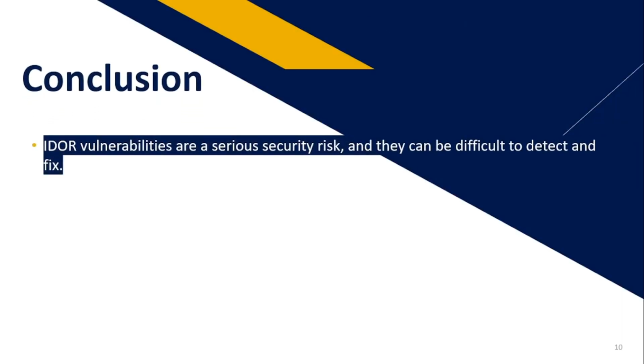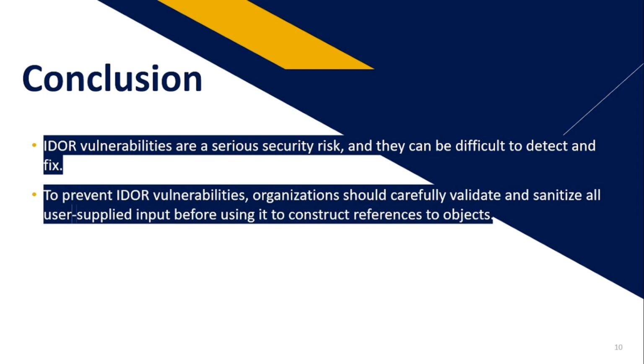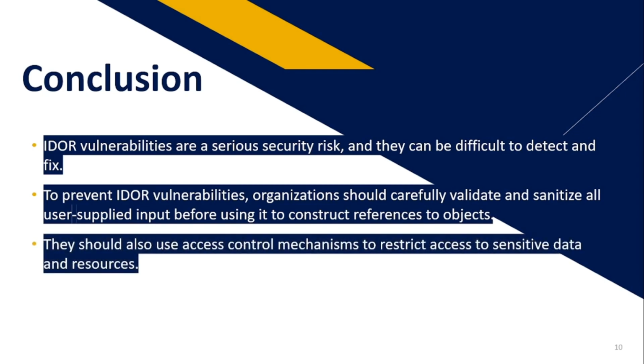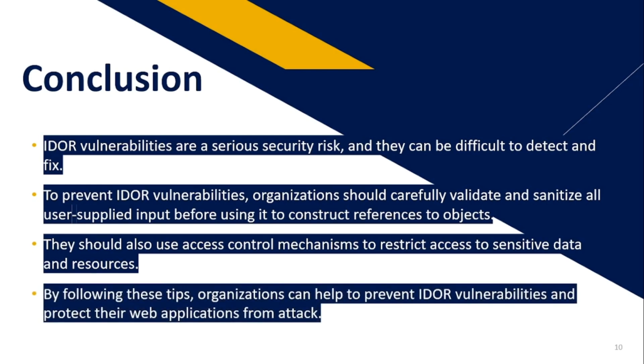Conclusion. IDOR vulnerabilities are a serious security risk and they can be difficult to detect and fix. To prevent IDOR vulnerabilities, organizations should carefully validate and sanitize all user supplied input before using it to construct references to objects. They should also use access control mechanisms to restrict access to sensitive data and resources. By following these steps, organizations can help to prevent IDOR vulnerabilities and protect their web applications from attack.